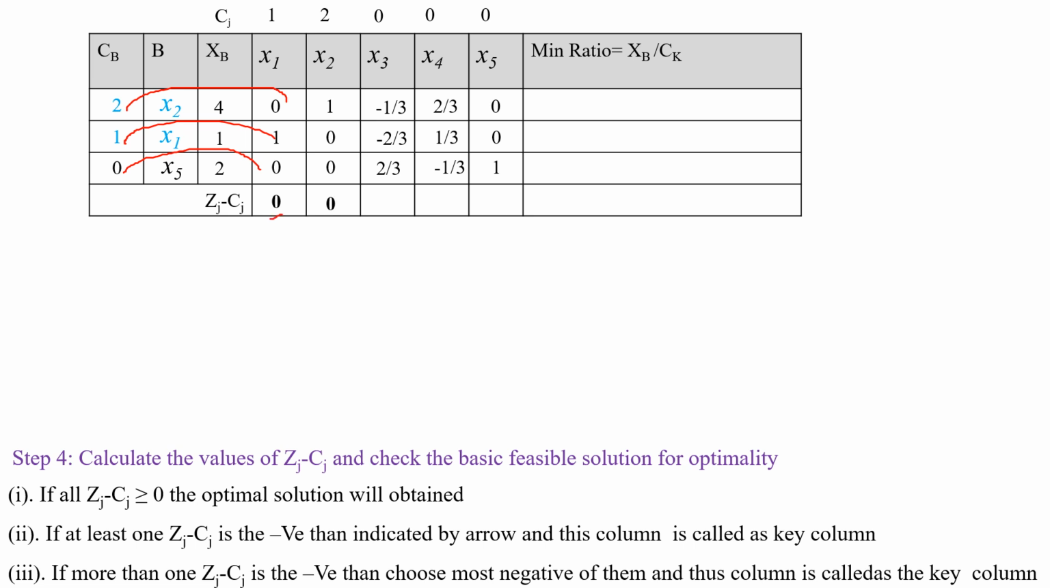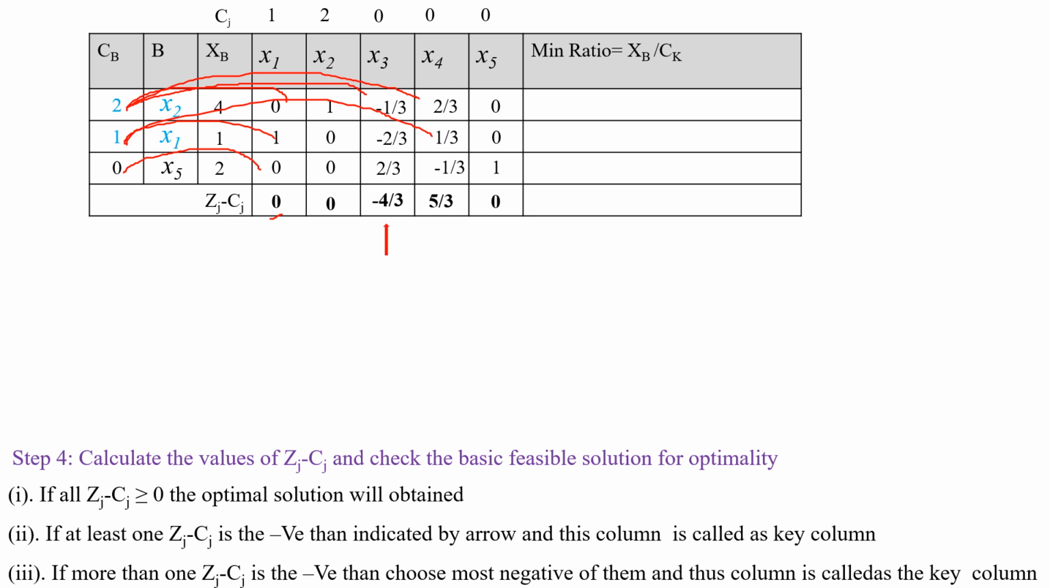Similarly for the x2 column also 0, and for the x3 column it is 2 into minus 1 by 3 and minus 2 by 3; 0 minus 0, its value is minus 2 by 3 and minus 2 by 3, it is minus 4 by 3. Next for the x4 column, 2 into 2 by 3 it is 4 by 3 plus 1 by 3, it is 5 by 3, so here 5 by 3, and for the x5 column it is 0.